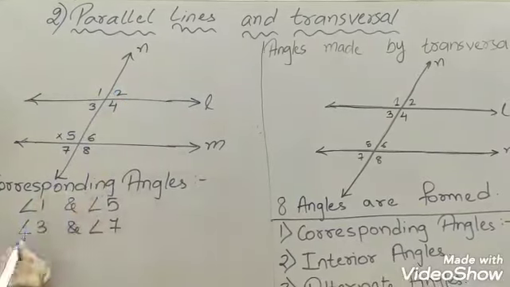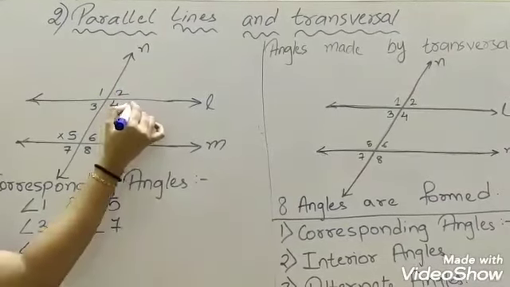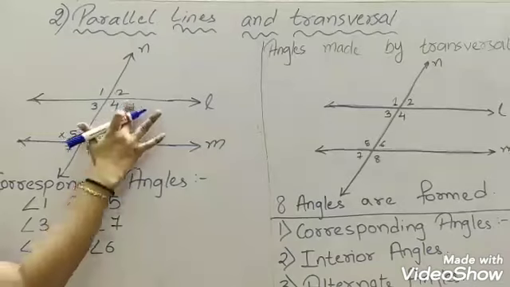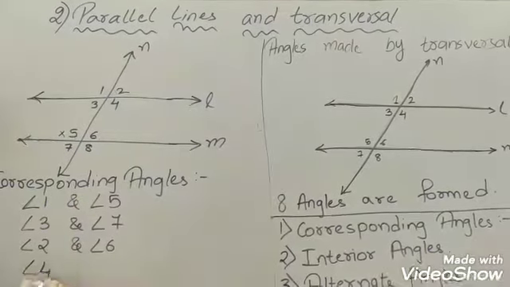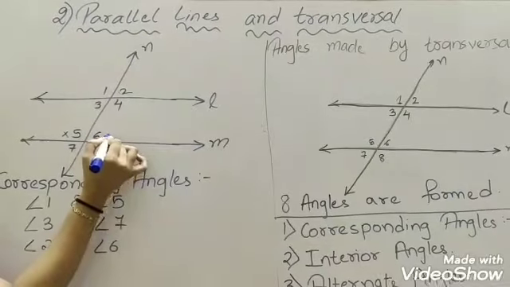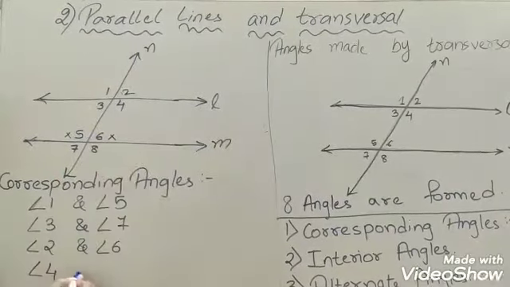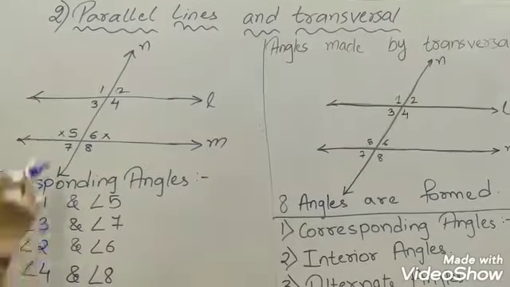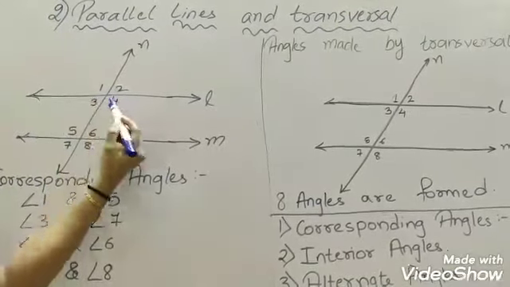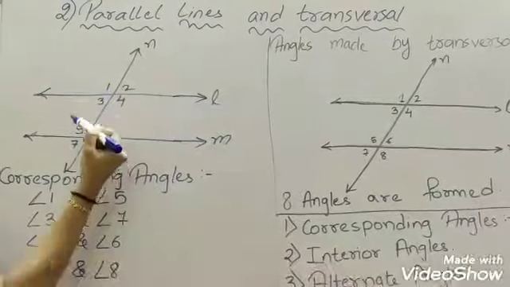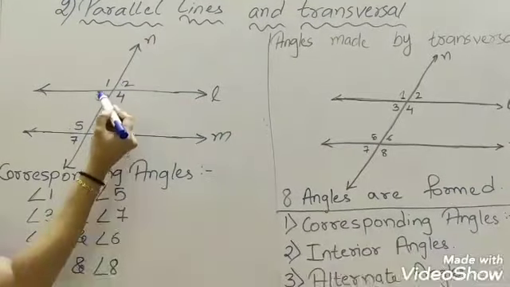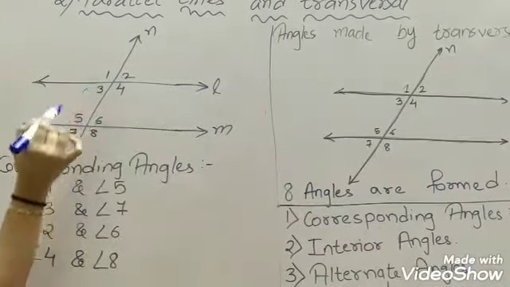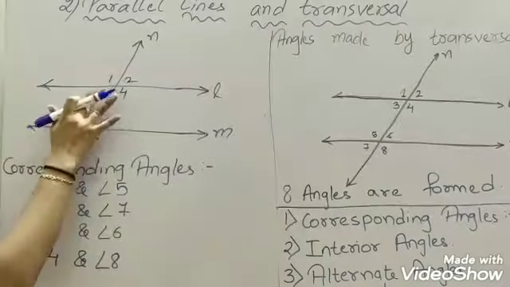Let's do it on this side. If I am taking angle 2, then I will skip this 4 and I will take the next angle, that is 6. And suppose I take angle 4, then I will skip this 6 and I will take 8 directly. So there are 4 pairs of corresponding angles. How to find corresponding angles? You will simply skip the angle between the two. 3 is in between 1 and 5, so I will simply skip that angle and I will take 1 and 5 as corresponding angles.